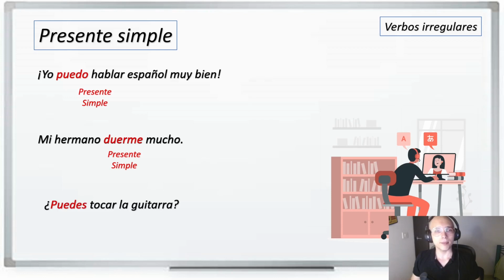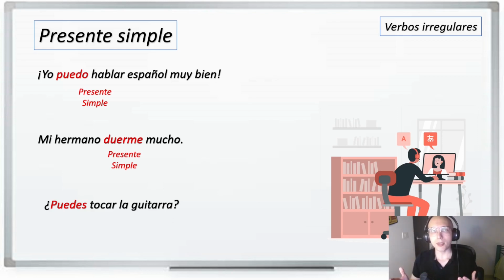Example number 3. ¿Puedes tocar la guitarra? One more time. ¿Puedes tocar la guitarra? So it's, can you play the guitar? Now, let's take a look at these verbs, guys. We have puedo and duerme. So what do they have in common?